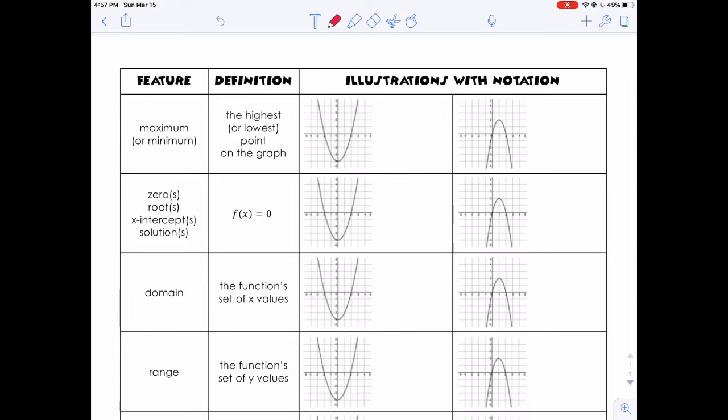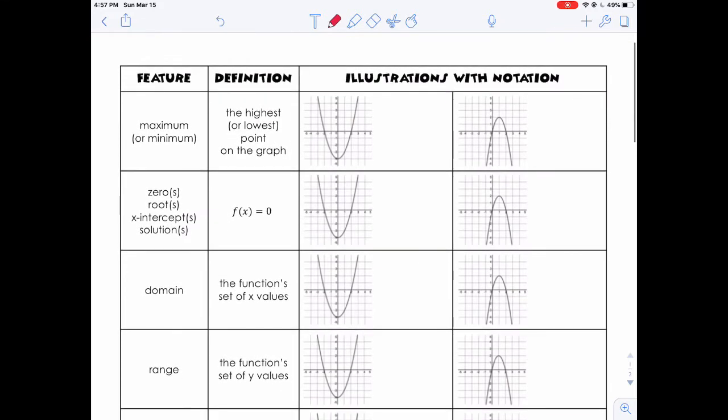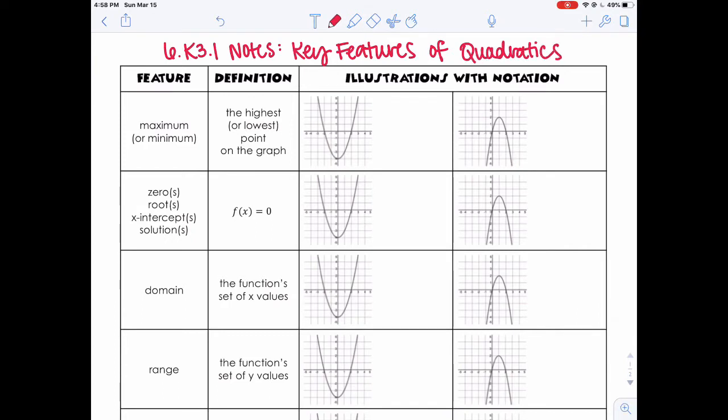Today we are going to be learning about key features of quadratics. So, on your note page that you picked up on Friday, go ahead and follow along with me as we fill in these notes. These are the 6.K3.1 notes over key features of quadratics. Whoops, let's see if I can spell. Okie doke. So go ahead and add this title to the top of your page.